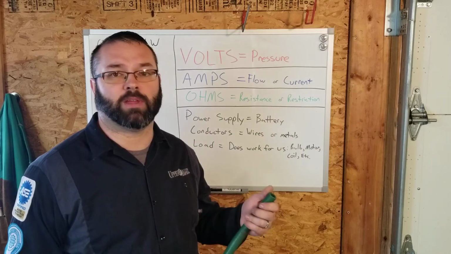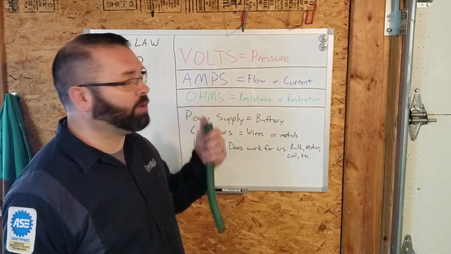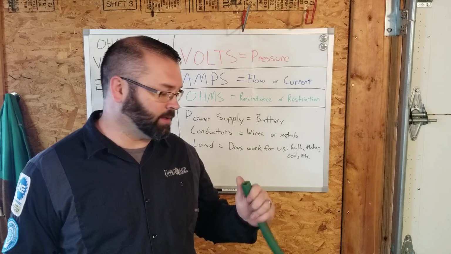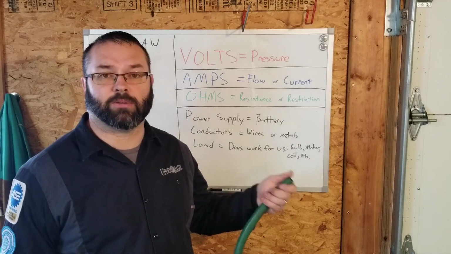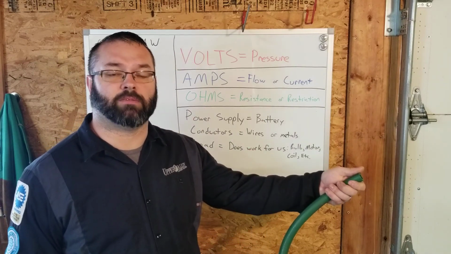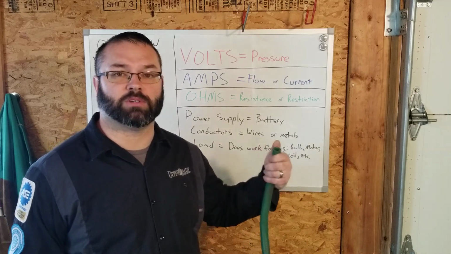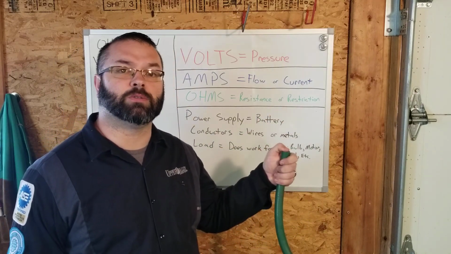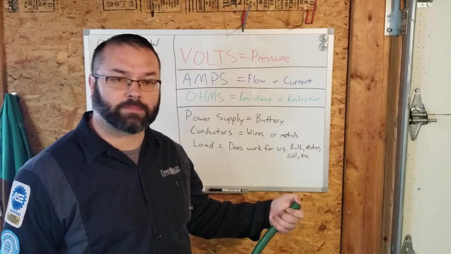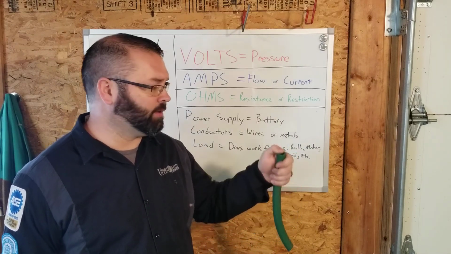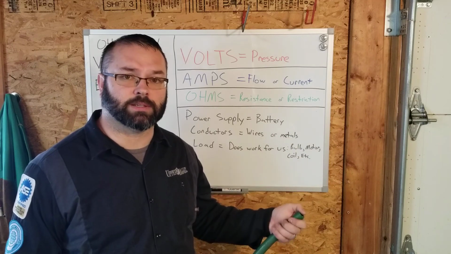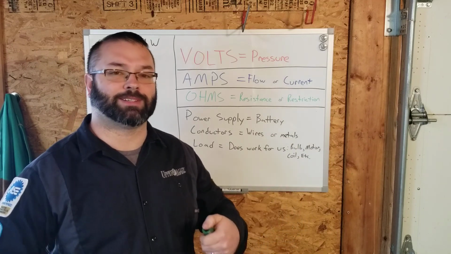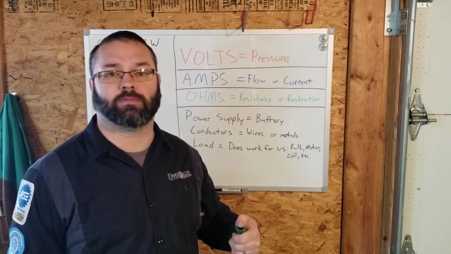The pressure of that water is also known as volts, or voltage. So as water's flowing out, we have flow, which is amperage, and we have pressure, which is volts. If I restrict that flow, I put my thumb over the end of the hose, the flow goes down. We still have our pressure, but our flow decreases. So resistance has an impact on flow.